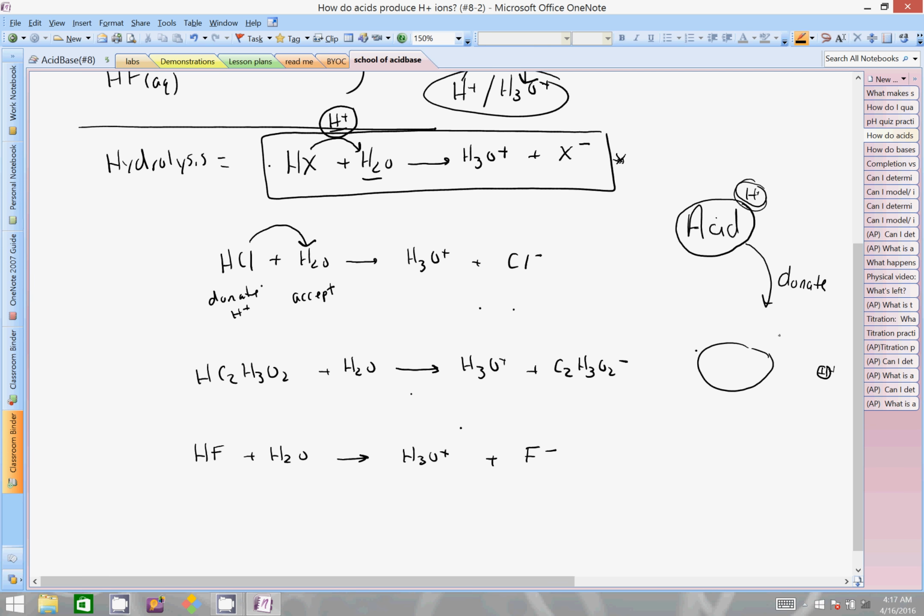So an acid is something that can donate an H+, and a base is something that can accept a hydroxide. And this substance is really the same substance, just minus the H+. So we call this now the conjugate.